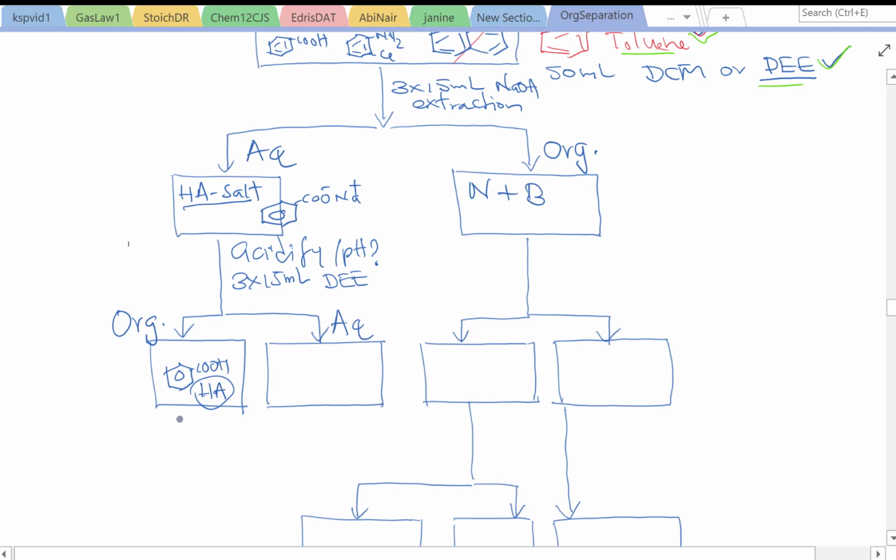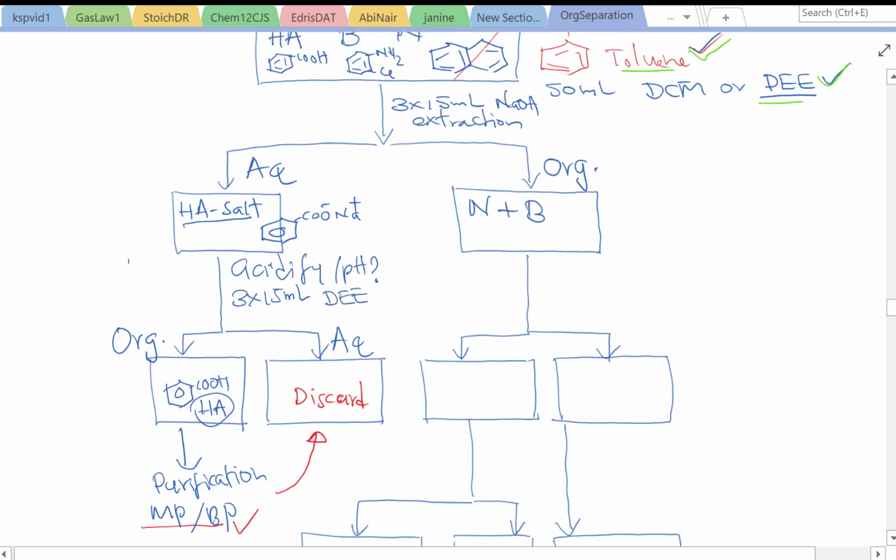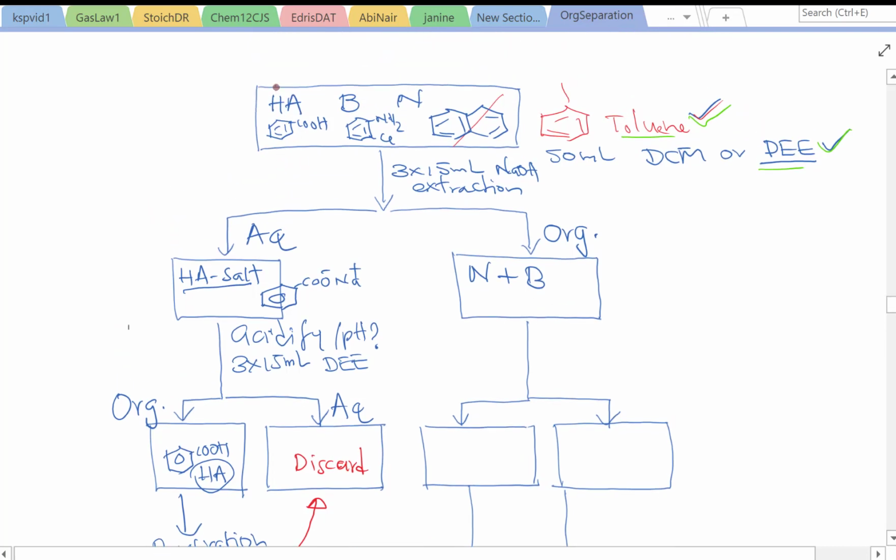So we have it now, in the organic solvent. You do the normal thing: purification and melting point, boiling point. If it is a solid, melting point; if a liquid, boiling point. If you get it, then you go back and discard the aqueous layer to the proper waste. That's it, right? So we have fulfilled the organic acid separation. So let's look at the other two.